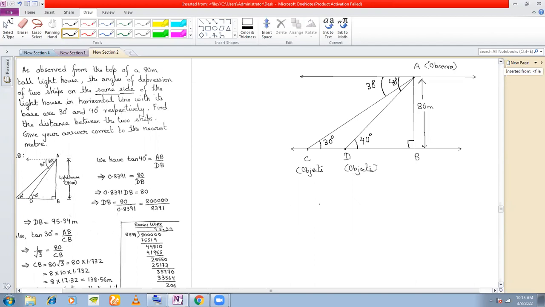Now the question is, find the distance between the ships correct to the nearest meter. What is the distance between the ships? This one. CD is the distance between the ships that you have to find out. Okay. This type of problem we have already done earlier. So let's just see how to complete this problem here. First, consider the triangle ABD.